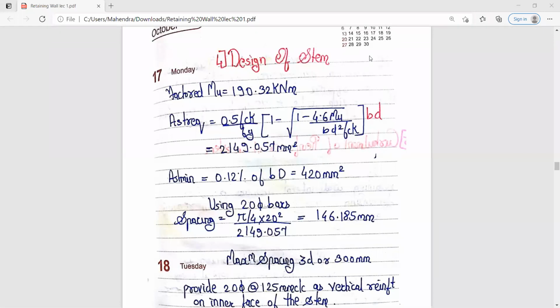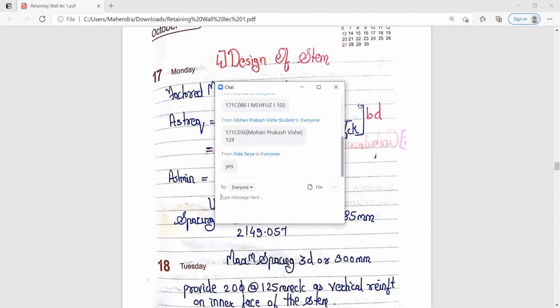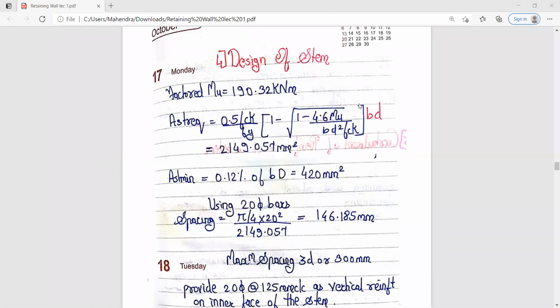Yes, done up till here. All of you had completed up till here. Yes, Mohan, Mahfouz completed. Okay. So we'll proceed with the distribution reinforcement.